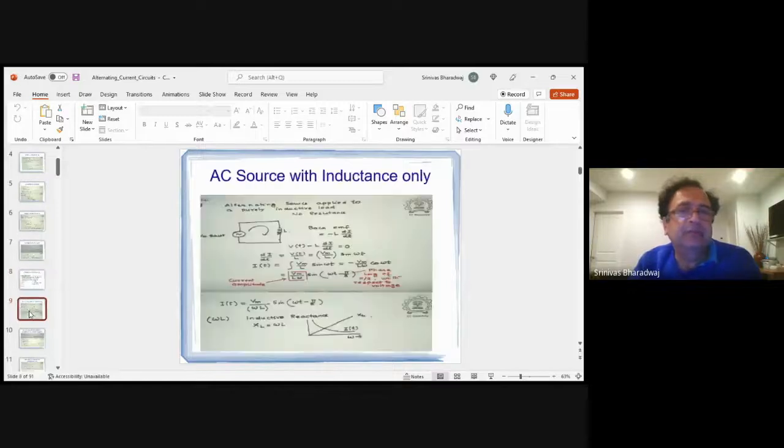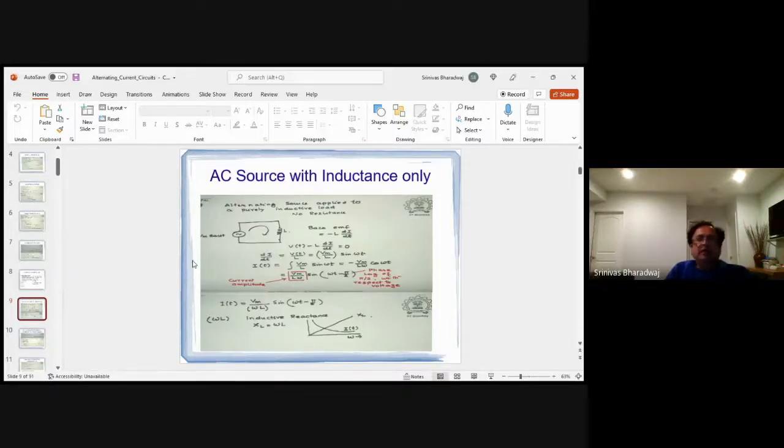Okay. So now let's say you have just an inductor. Now, what is the equation for an inductor, right? The voltage across an inductor is L di by dt. So EMF V sine omega t equals L di by dt. So if you solve that differential equation, you will end up with a value.